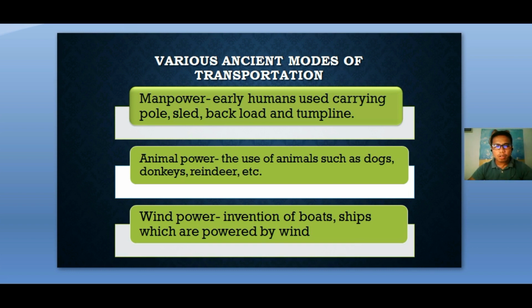The same way as animal power, the use of animals such as dogs, donkeys, reindeers, etc. In the Philippines, it is very common that those persons who are from far-flung areas usually transport their raw materials or their products. We can utilize various types of animals, like cattle or carabao, to transfer their goods from the mountains down to the lowlands. Wind power is the third ancient mode of transportation. The invention of boats, ships which are powered by wind.